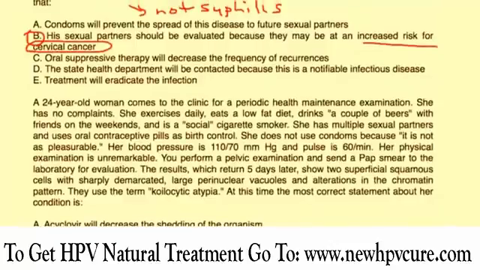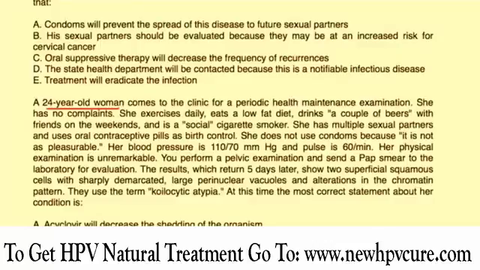Next question. A 24-year-old woman comes to the clinic for a periodic health maintenance exam. She has no complaints. She exercises daily, eats a low-fat diet, drinks a couple of beers with friends, and is a social smoker. She has multiple sexual partners and uses OCPs as birth control. She does not use condoms because it is not as pleasurable. Blood pressure is 110, pulse is 60, physical exam is unremarkable. You perform a pelvic exam and send a pap smear to the lab.